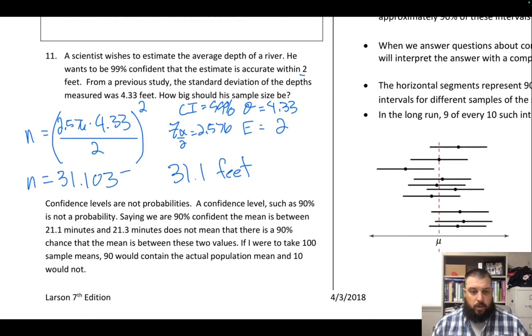All right, and then a couple cautions here. Confidence levels are not probability. So a confidence level such as 90% is not a probability. Saying we're 90% confident the mean is between 21.1 minutes and 21.3 does not mean that there is a 90% chance that the mean is between those two values. If I were to take 100 sample means, 90 would contain the actual population mean and 10 would not.